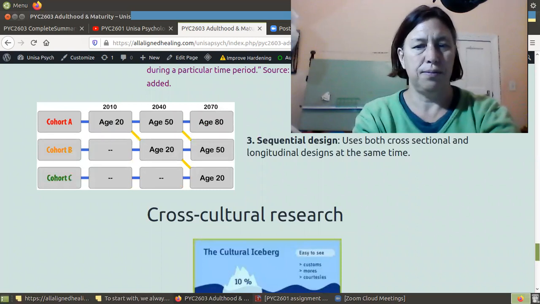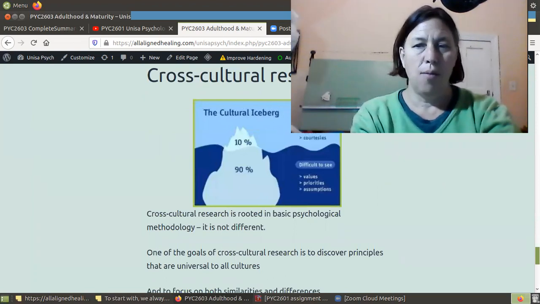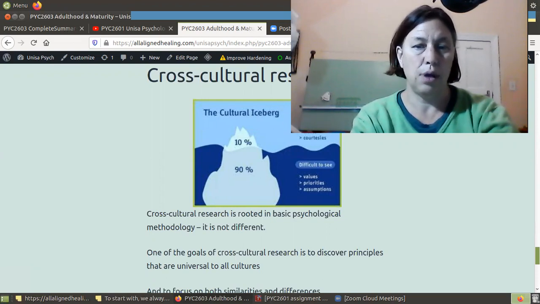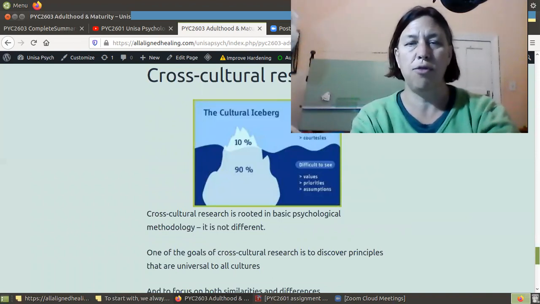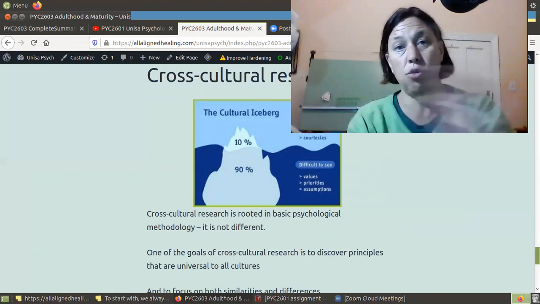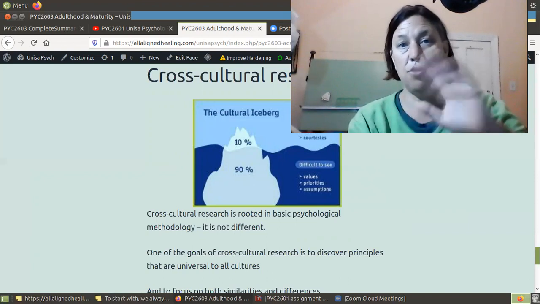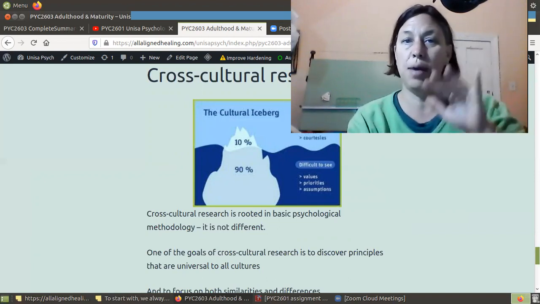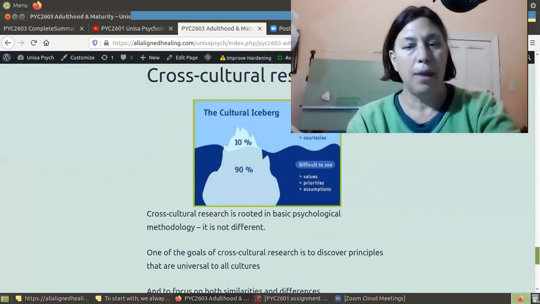Cross-cultural research. Cross-cultural research is rooted in basic psychological methodology. It's not different, but it is tricky. One of the goals of cross-cultural research is to discover principles that are universal to all cultures. For example, studies of facial expressions, looking for universal facial expressions for primary emotions. And we know that those are universal human facial expressions. In fact, some people have extended that to other species and said that other species use the same facial muscles for the same emotions. Okay.